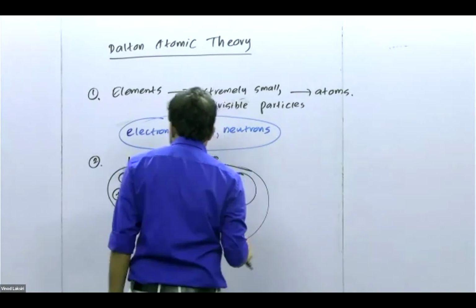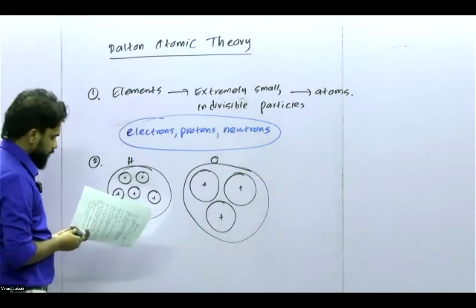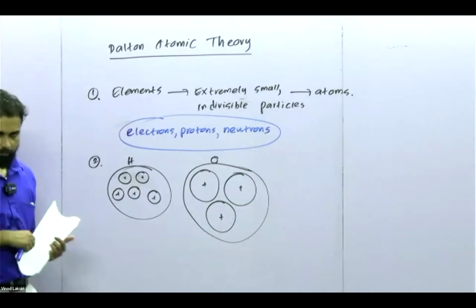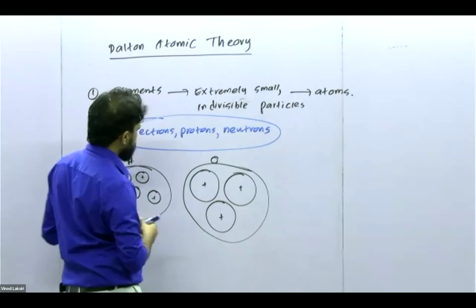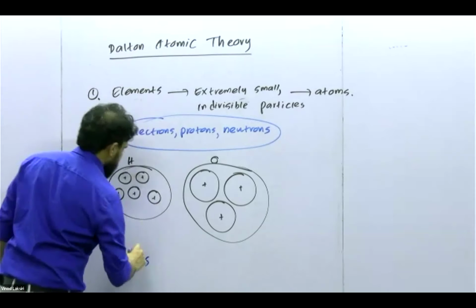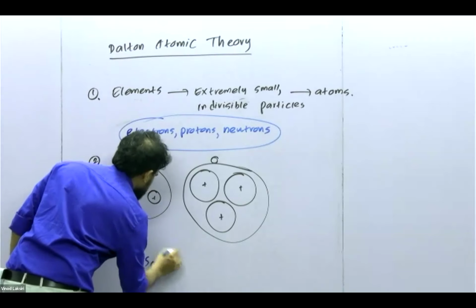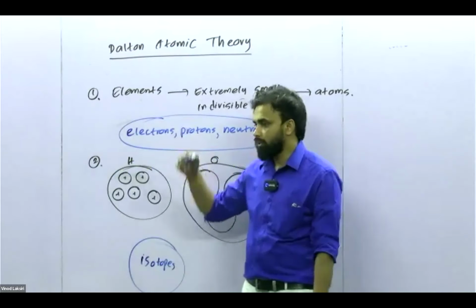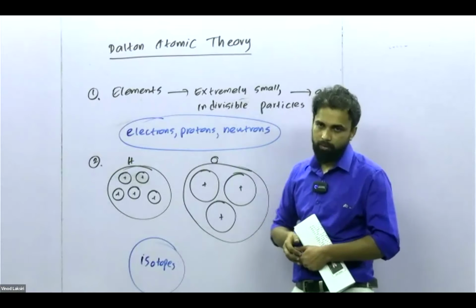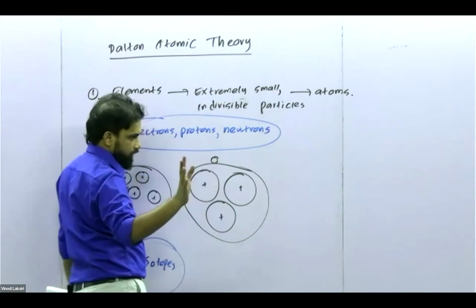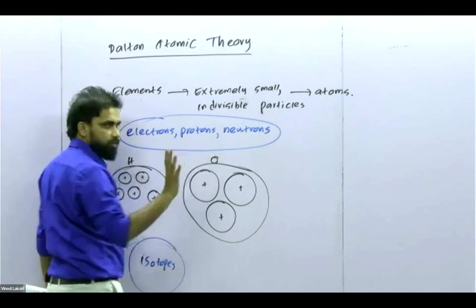Later, scientists found that there are different atoms in the same element. It is known as isotopes, which is another topic of this unit. What are isotopes? Simply, isotopes are different atoms of the same element. What is the assumption? All the atoms of the same element are identical and atoms of two different elements are different. The second part is correct: atoms of two different elements are different, right?